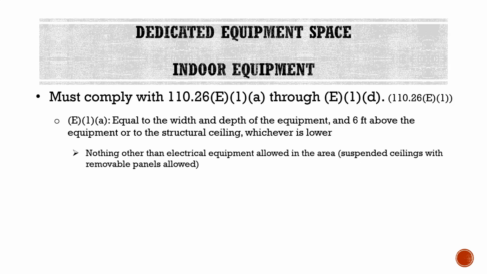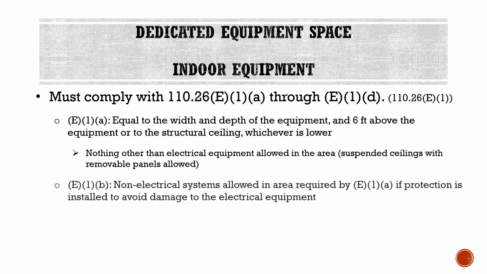And nothing other than electrical equipment is allowed in this area, with an exception of if we have a suspended ceiling with removable panels. Those are allowed, obviously, because we can remove those panels in order to access that dedicated space. (E)(1)(b) tells us that non-electrical systems are allowed, in contradiction to (E)(1)(a). They are allowed, as required by (E)(1)(a), if protection is installed to avoid damage to the electrical system.